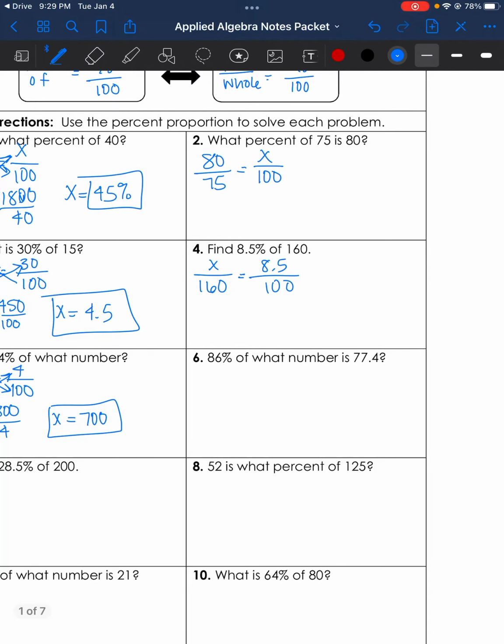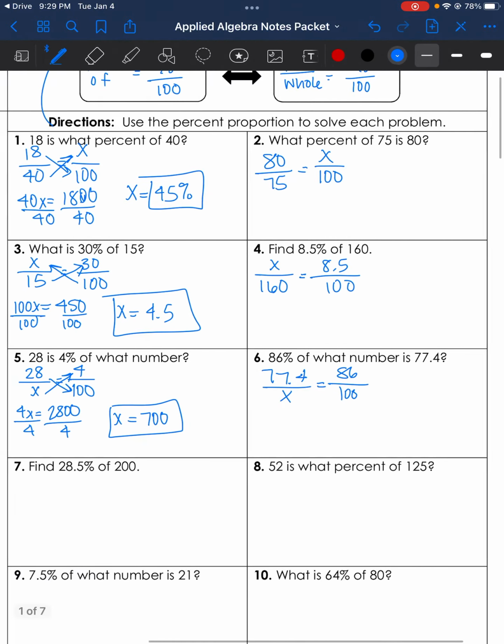Over here, the same deal. 86% of what number? We don't know. That's the x. Is 77.4. So 77.4 divided by x. We don't know what the of is. 86% over 100. There's your setup there. You can finish the rest of the problem.